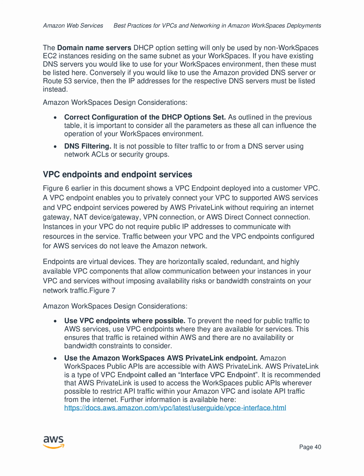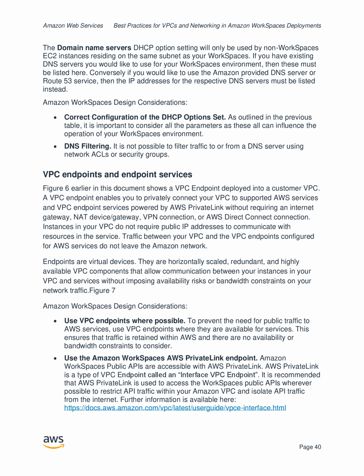Figure 6 earlier in this document shows a VPC endpoint deployed into a customer VPC. A VPC endpoint enables you to privately connect your VPC to supported AWS services and VPC endpoint services powered by AWS PrivateLink without requiring an Internet Gateway, NAT device/gateway, VPN connection, or AWS Direct Connect connection. Instances in your VPC do not require public IP addresses to communicate with resources in the service. Traffic between your VPC and the VPC endpoints configured for AWS services does not leave the Amazon network.